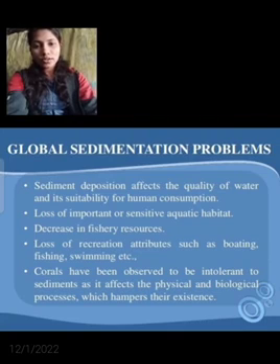Sediment deposition affects the quality of water and its sustainability for human consumption. Loss of important sensitive aquatic habitat decreases fishery resources. Loss of recreation attributes such as boating, fishing, swimming, etc. Corals have been observed to be intolerant to sediments, and it affects the physical and biological processes which hampers their existence.